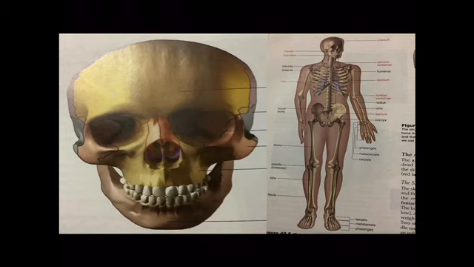Hello students, welcome back. Today we are going to discuss the rest of the skeletal system. Previously we finished the vertebral column and vertebra, and now we are going to discuss the rib cage and appendicular skeleton system. So, rib cage. Let's start with the ribs.